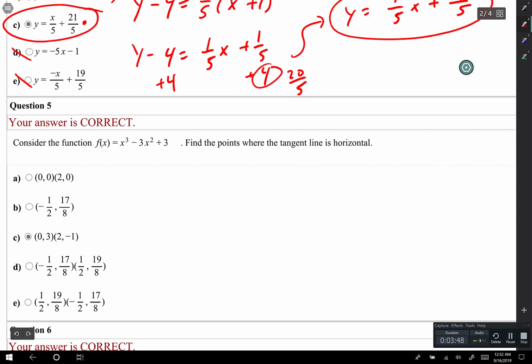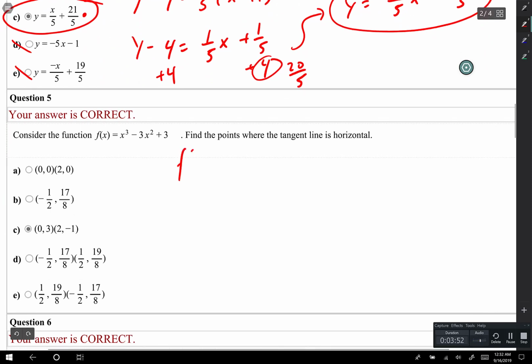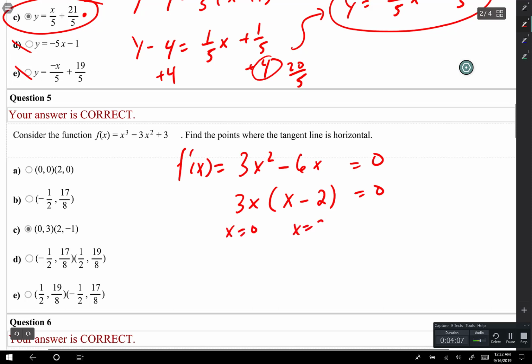Consider the function, find the point where the tangent line is horizontal. All right, so I'm going to take a derivative. Derivative is 3x squared minus 6x, and I'm going to set that equal to 0. So I'm going to factor out a 3x, and I have x minus 2. So I get two values: I get a 0 and I get a 2. So if you don't have a 0 or a 2, it's out. So out, out, out. It's between A and C.